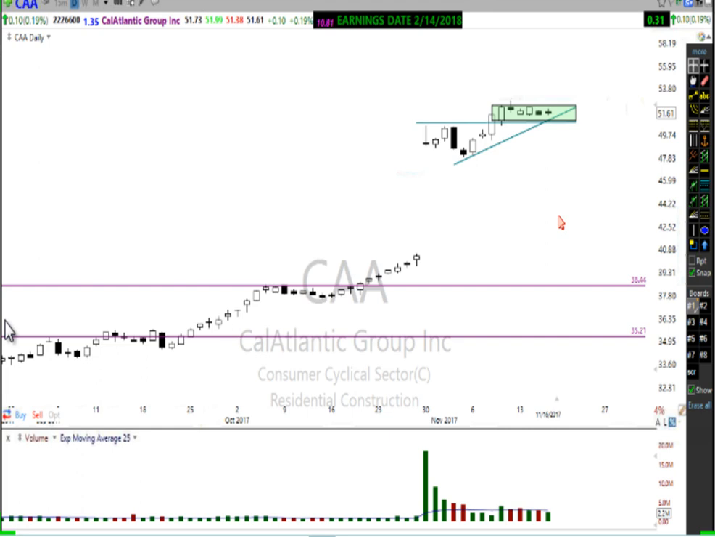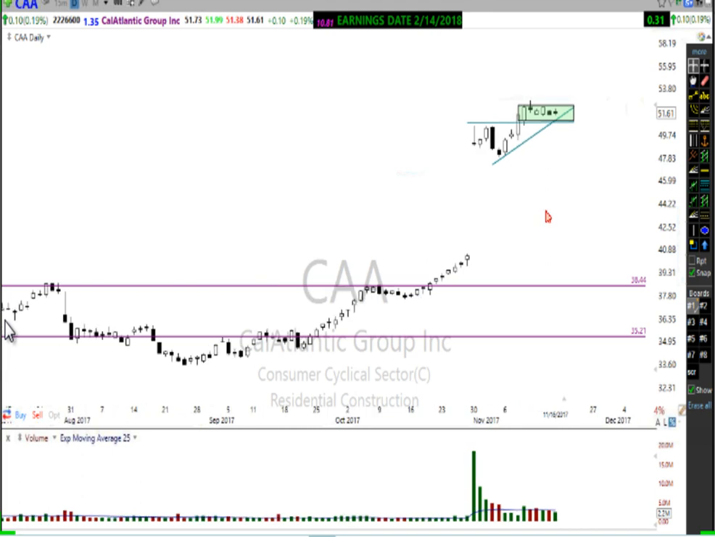Now, I'm not going to predict whether it's going to go out of the top or the bottom. Honestly, don't care. I just have to wait for it. Nice chart, JK. Very nice chart. Excellent. Just wait for the trade.